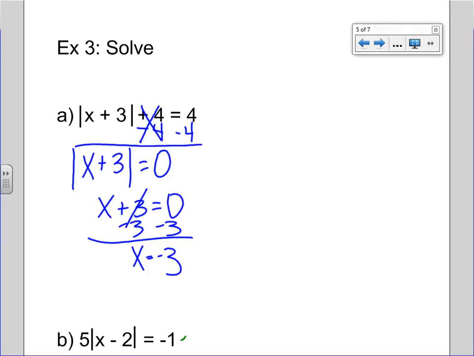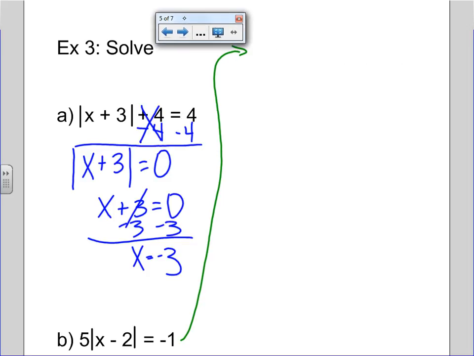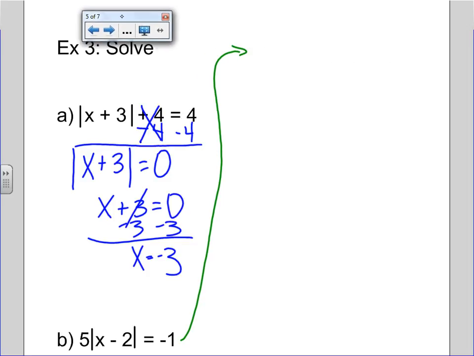I'm going to rewrite this one up to the top. What I want you to do is solve this one on your own paper. So please pause this so that they can work on it themselves. Give them a second. When they're done, then you can hit play.